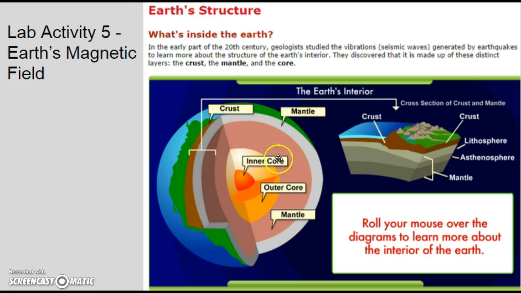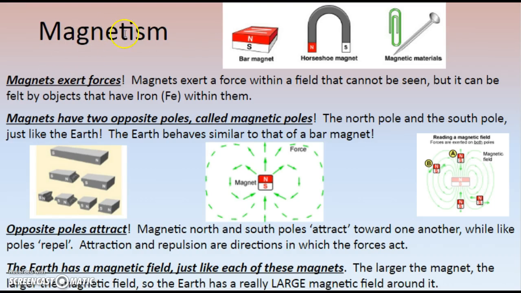So when we go back and look at this picture, we can start making sense as to what's taking place inside the Earth that's going to affect our ability to use a compass in class. So let's talk about what is magnetism. We're going to use a compass. A compass is driven by magnetism. Magnets exert forces within a field that cannot be seen, but they can be felt by objects that have iron within them.